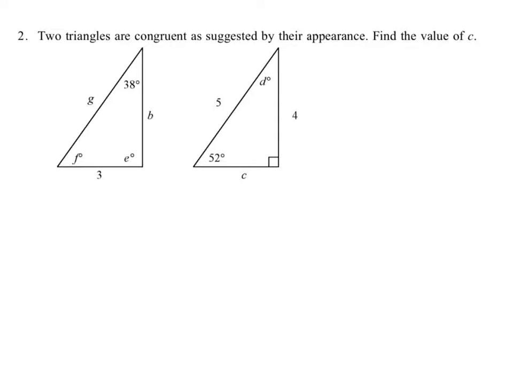So I'm going to, with different colors, just mark the things that we know are congruent. First of all, find the value of C. That's right here. And that matches with that, so it's 3.